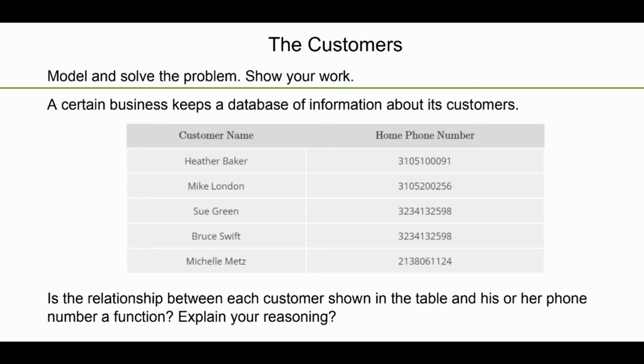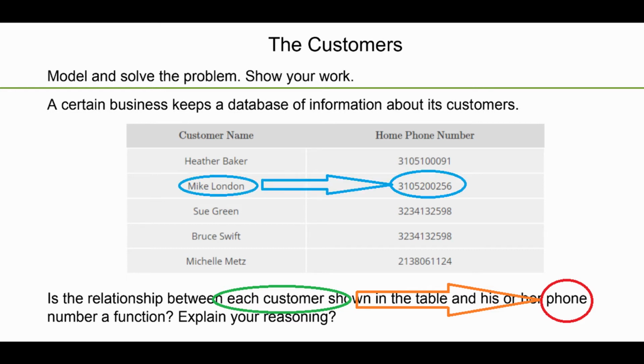We're looking at phone numbers and customer names. So the first part says, is the relationship between each customer shown in the table and his or her phone number a function? Explain. So when we look at this, that means every person should have their own phone number if it's a function. If I want to call Mike London, I know what number to dial and I can get him. So Heather Baker has only one phone number.